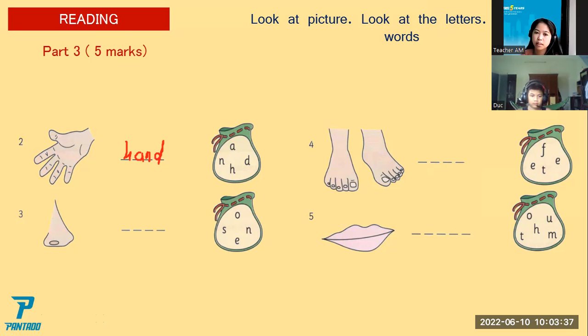What about number three, Duke? Nose. Okay, that's N-O-S-E. How about number four? Feet. Okay, please write feet in number four. Okay, that's correct. What about number five? Mouth. Very good. That's too easy for you.